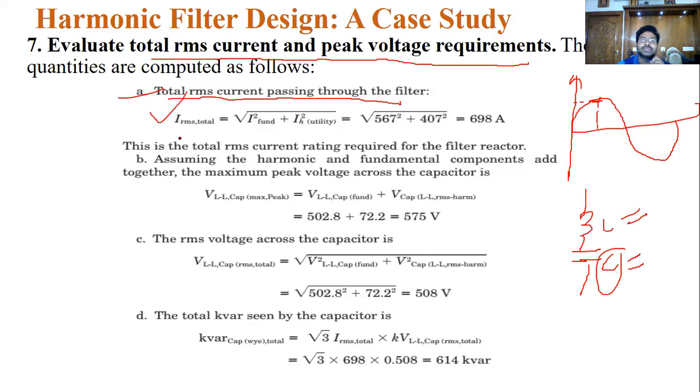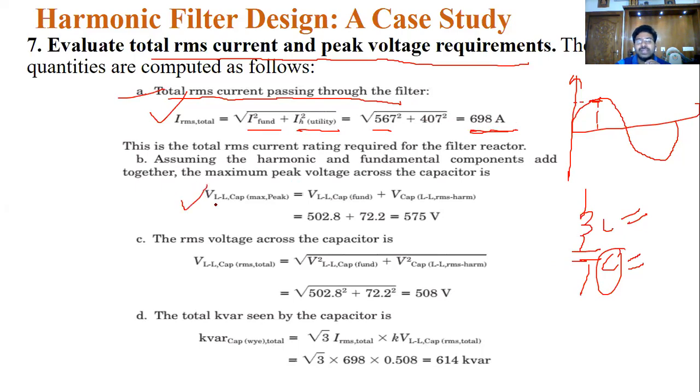You have to calculate this formula: the fundamental value plus the harmonic current value. This is the total current passing through this capacitor. So what is the fundamental current value? Is it 567? You already calculated that one. So I is equal to, P equal to root 3 into VI. So I is equal to P divided by root 3 into the voltage value, 1500 kVA divided by root 3 into 498. You get nearly 567. So that is the total current here.